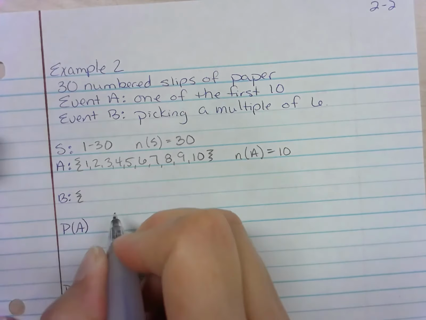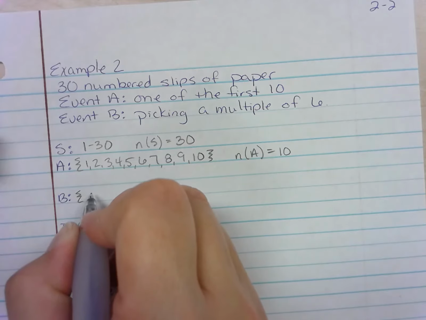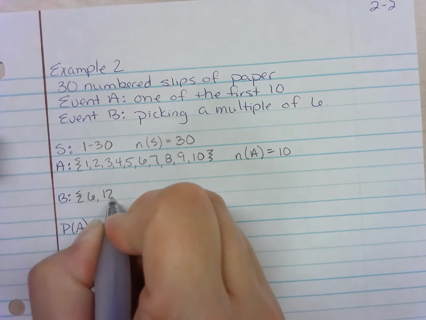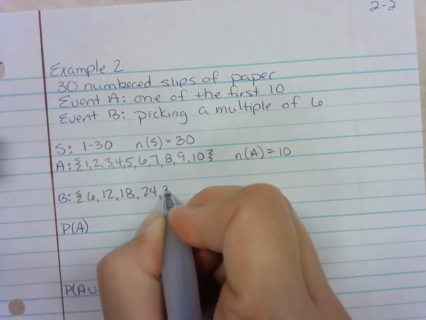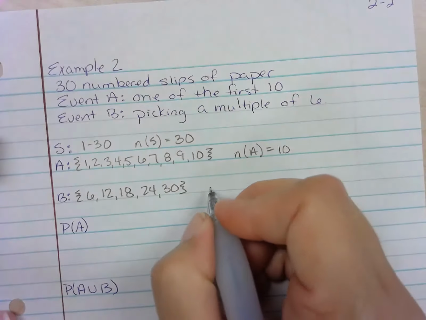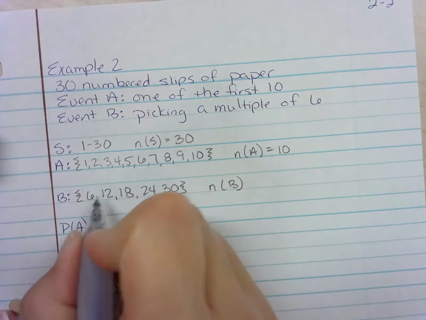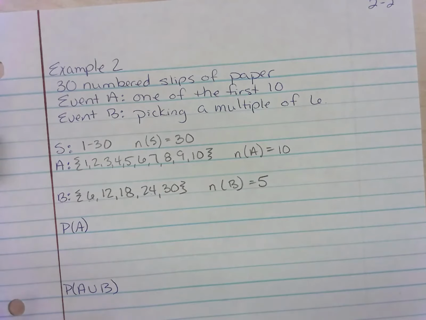And event B is picking a multiple of 6. So the multiples of 6: 6 times 1 is 6, 6 times 2 is 12, 18, 24, and 30. So those are the multiples of 6. So the number of elements in event B are 1, 2, 3, 4, 5. There are 5 elements in event B.